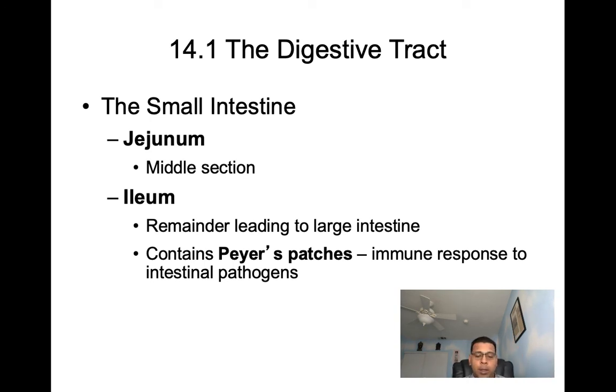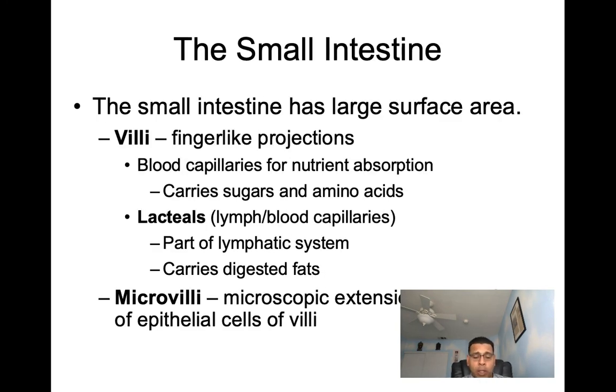So I want you to know that the submucosa of the ileum contains lymphoid tissue called Peyer's patches. The wall of the small intestine contains finger-like projections called villi. These villi help increase the surface area. So you can see the small intestine has a large surface area thanks to villi and microvilli.